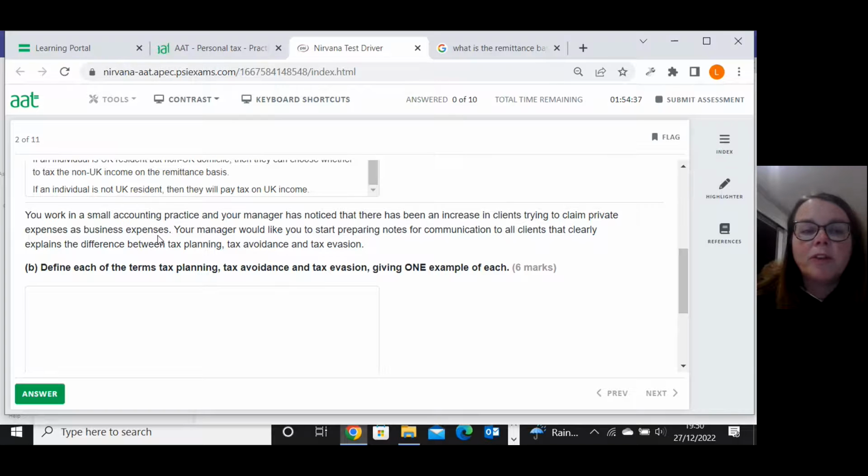So why would a client want to do that? Well, of course, if they're running a limited company or indeed a sole trader, it doesn't really matter. Having extra business expenses will reduce their profit. Less profit means you are going to pay less tax. So that would be an example of tax evasion, which is illegal. So in fact, we could use that as our one example of tax evasion when we get to it. So 6 marks here. So we've got to define and give an example. So that's going to be the 2 marks.